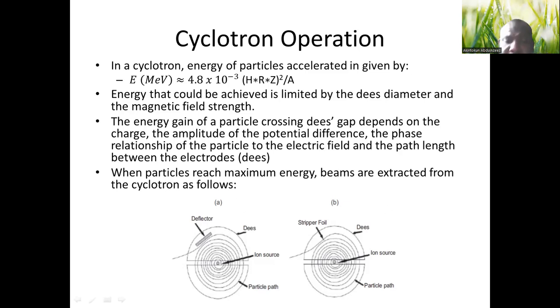If you look at this picture below, we could have two ways of extraction. The first one is to use the deflector, which deflects the beam into the beam line or to the target. The second one is a stripper foil, depending on the type of particle that we are accelerating. Normally, we accelerate either a positive charged particle or a negative charged particle. When we accelerate a positive charged particle, we can have an interaction directly with the nucleus using a deflector. But when accelerating a negative charged particle, we need to remove the electron so we can have a positive charged particle bombarding the target.